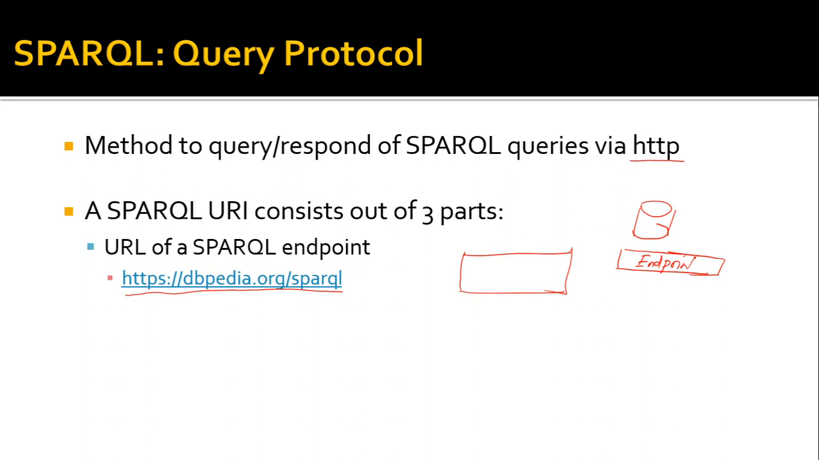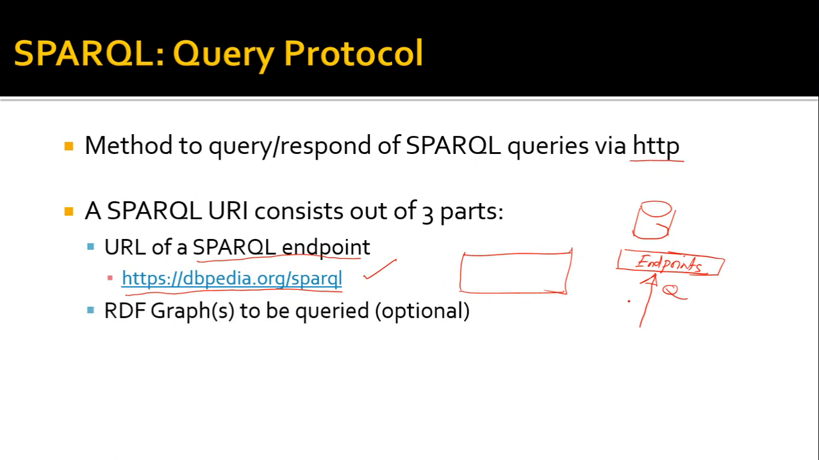So these endpoints are called SPARQL endpoints, right? Now whenever someone is sending a query, the query has three parts. One is the URI of this endpoint. The second one is the particular RDF graph that is to be queried.